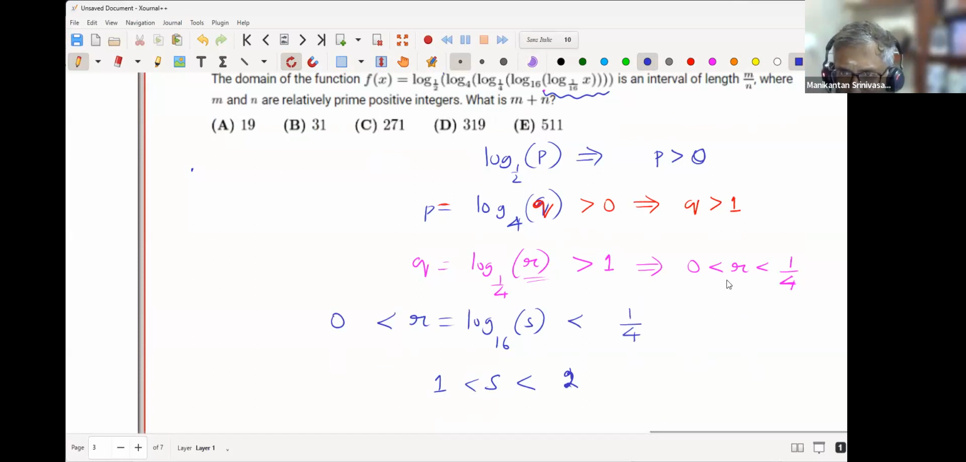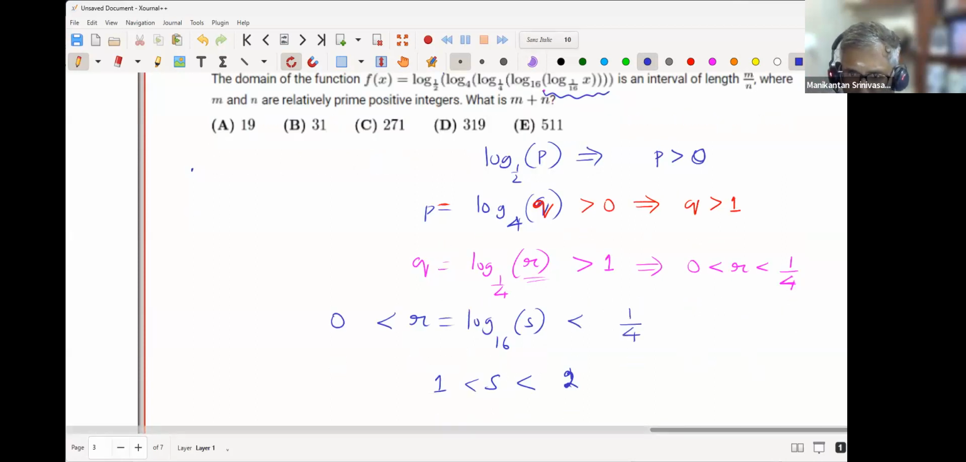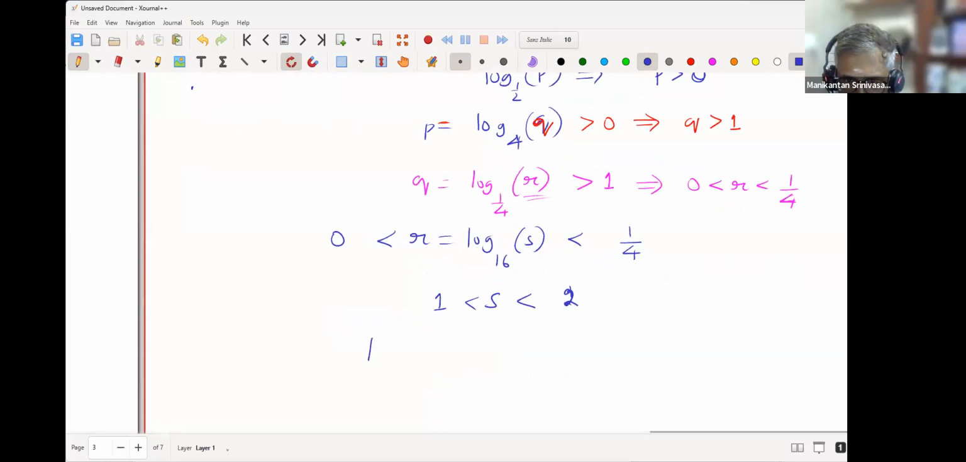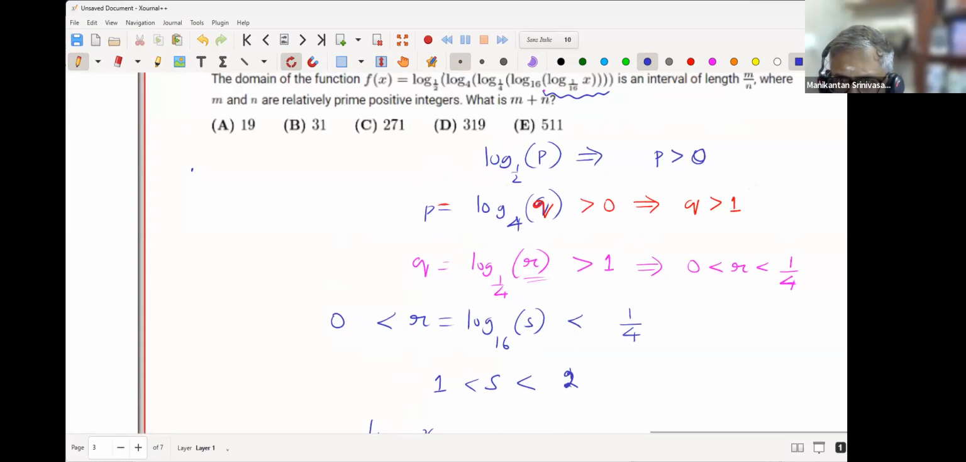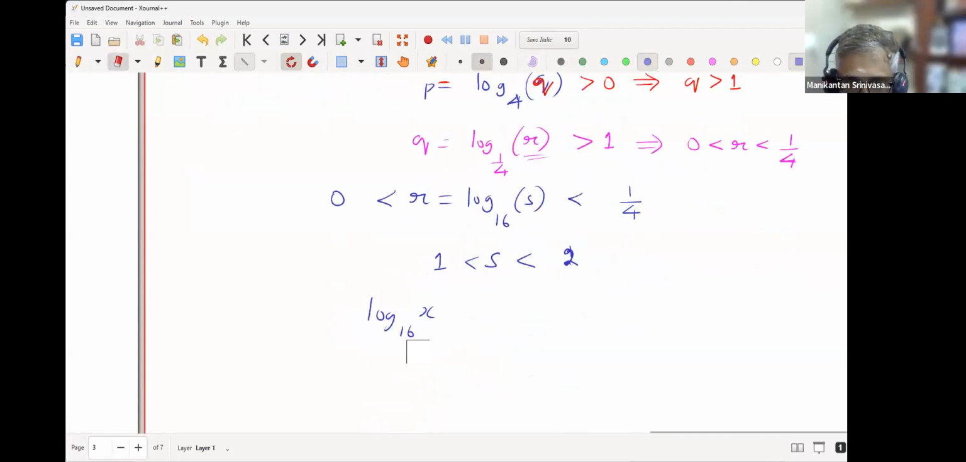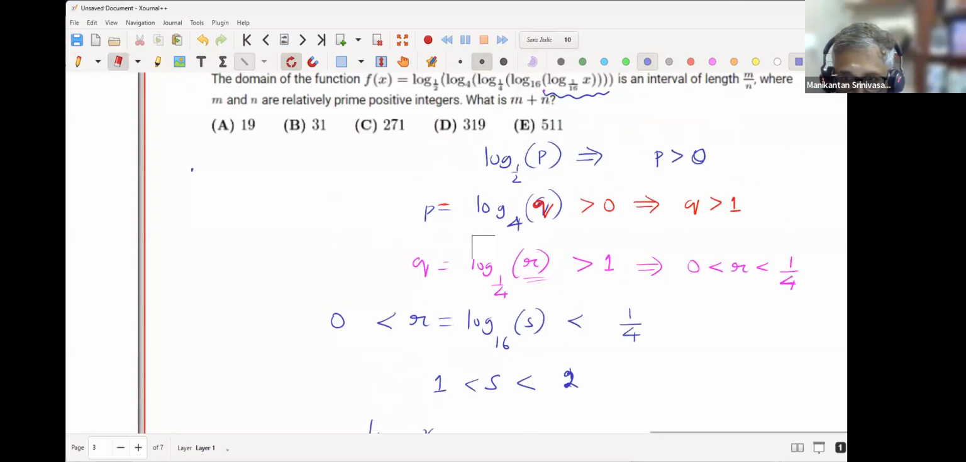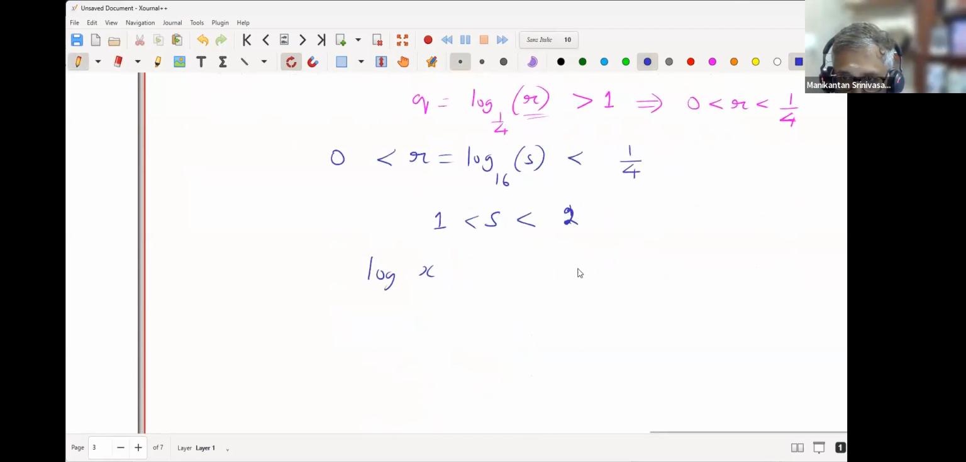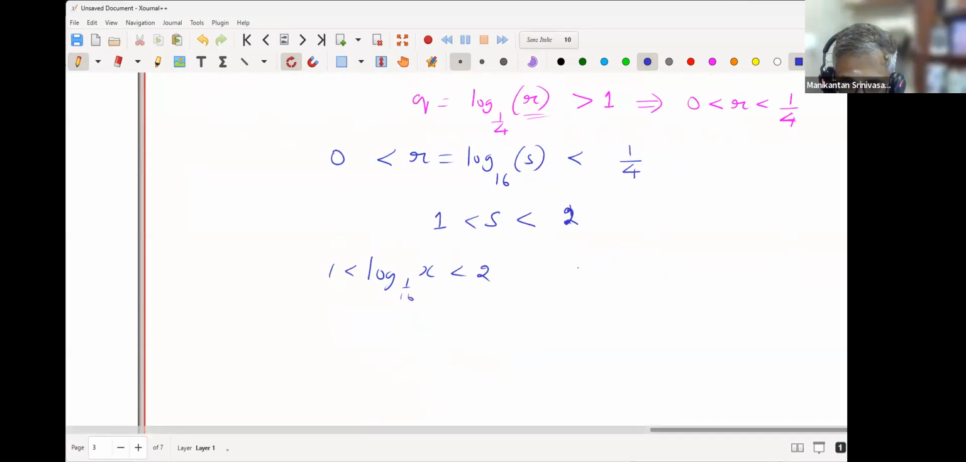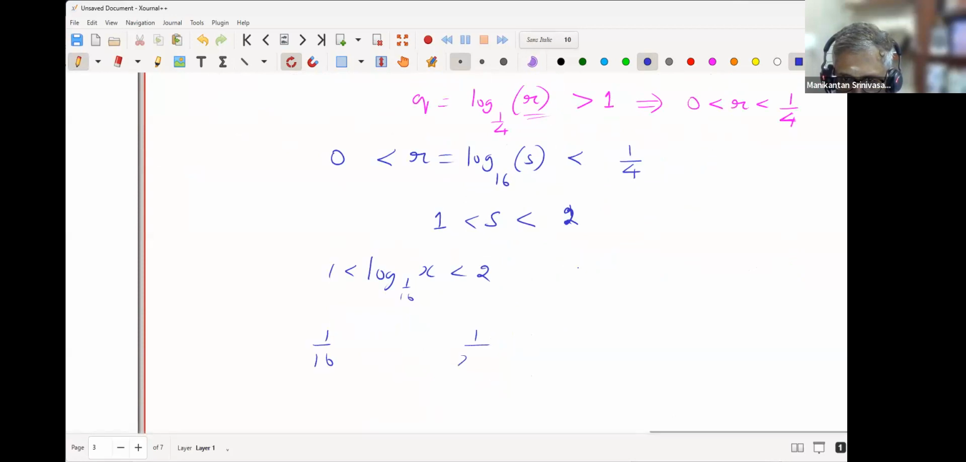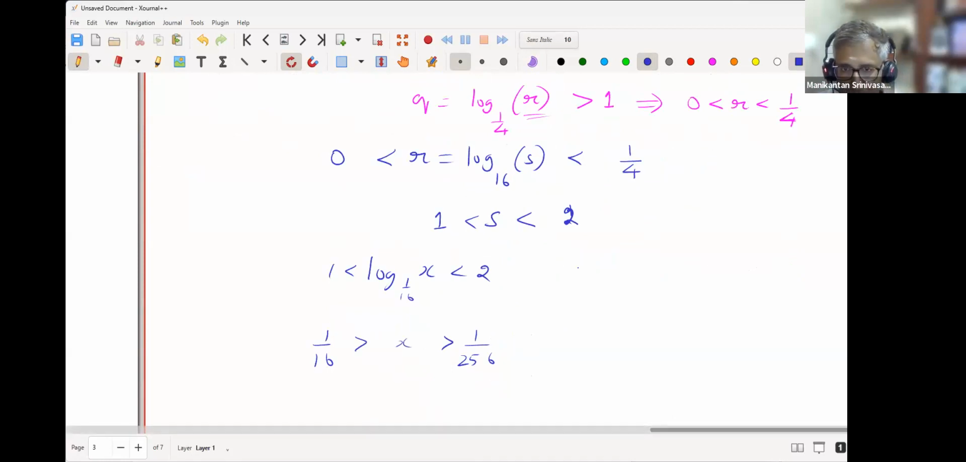And what is my S? S is log of x to the base 16, right? So log of x to the base 16 must be between 1 and 2. Now obviously, one side is 1 by 16, the other side is 1 by 256, and you can clearly see this is bigger. As long as it's sandwiched, you can easily figure out the sign. So x must lie in this interval.